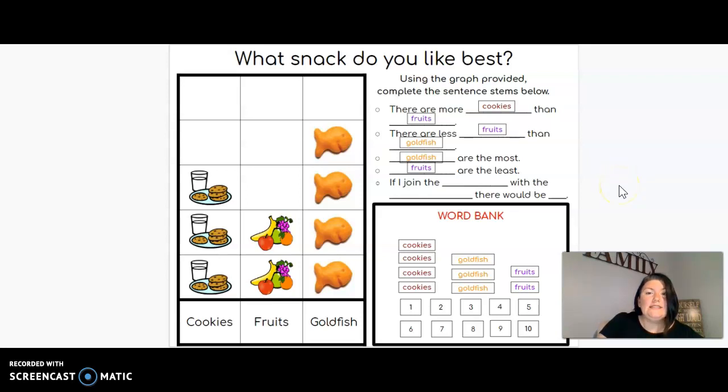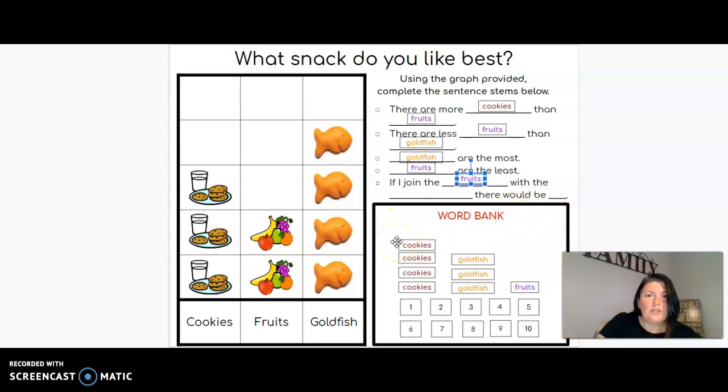Remember, on my last sentence stem, I am joining 2 of my objects. So we can join cookies and fruits. We can join fruits and goldfish. We can join cookies and goldfish. I think I remember on our last graph, we did cookies and goldfish. So this time, I think I'm going to do fruits. I really like fruit. What's your favorite fruit? Yummy. I like watermelon and pineapples and strawberries and melons.